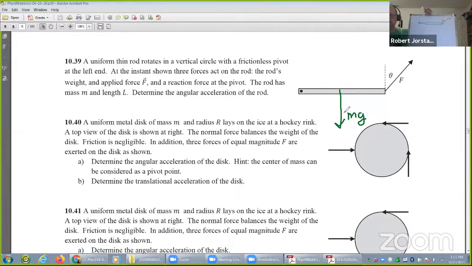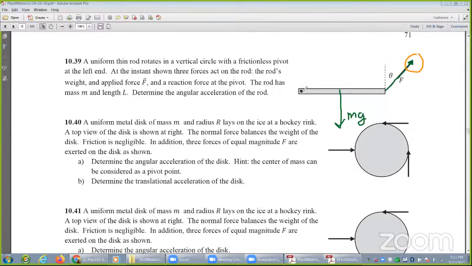Now, there's this force downwards. There's this force up at this angle. And it says there's a reaction force at the pivot. What does that mean? Essentially, it's a bit of a misnomer, but the idea is there's a force at the pivot point. This force is trying to pull it to the right. Which way do you think the pivot point pulls on it? To the left, probably.